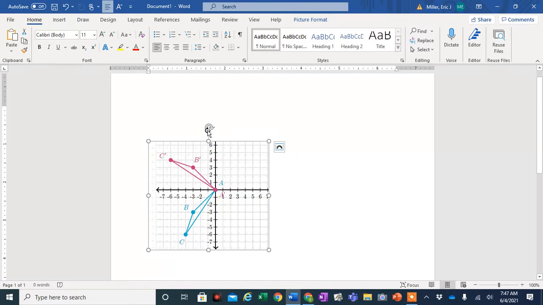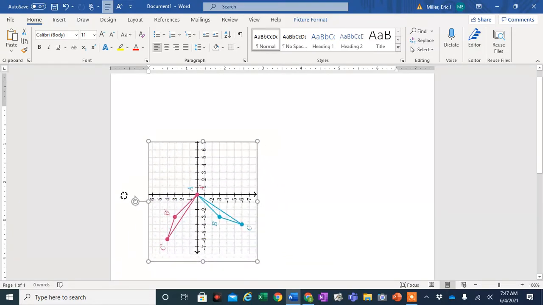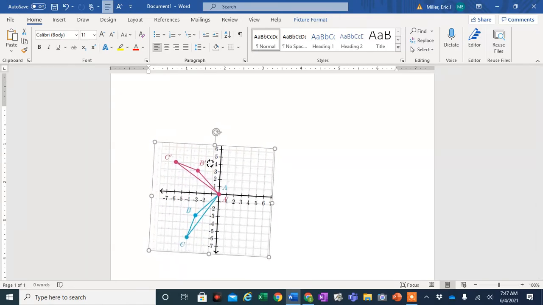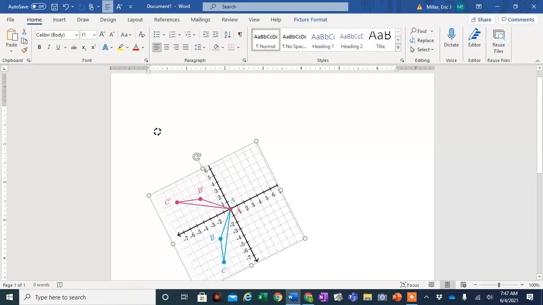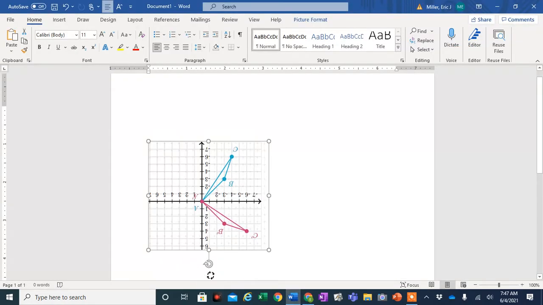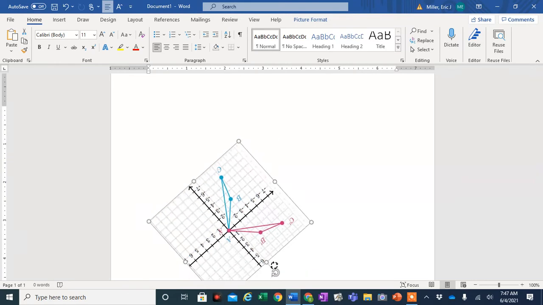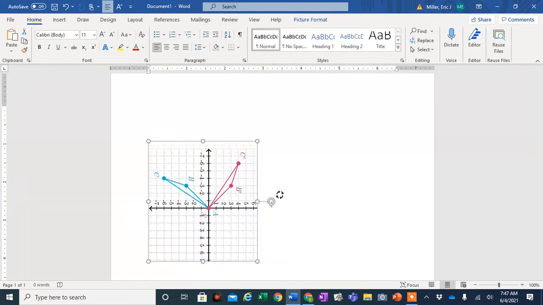If we were to go 90 degrees counterclockwise, that's a no. It definitely does not end up in the same spot. 180, 270, and 270 again. So if I were to go 180, it doesn't matter the direction. That's a no. So I'm going to still go counterclockwise. And going counterclockwise, that would be 270 now.